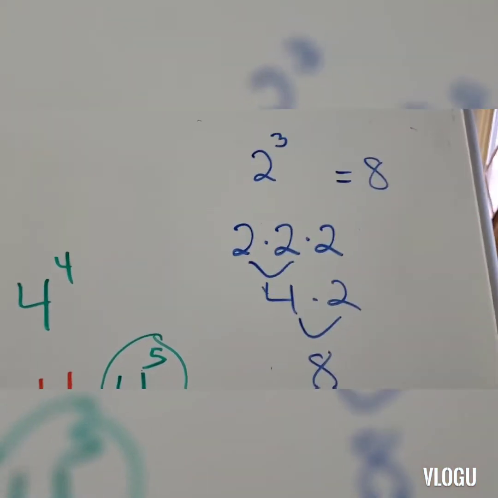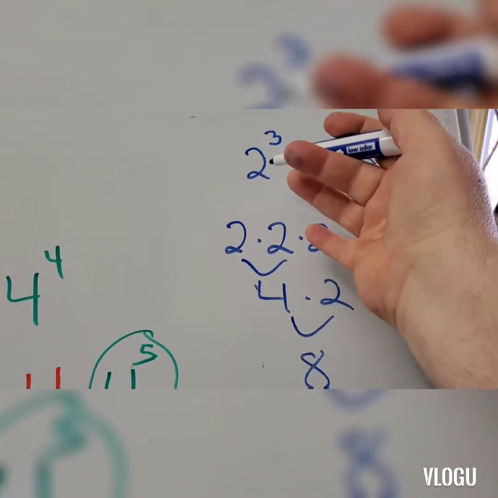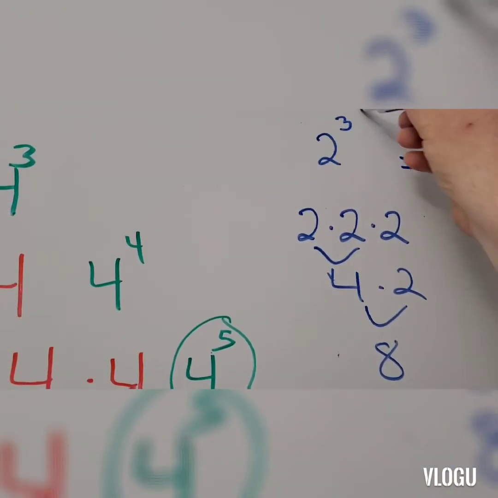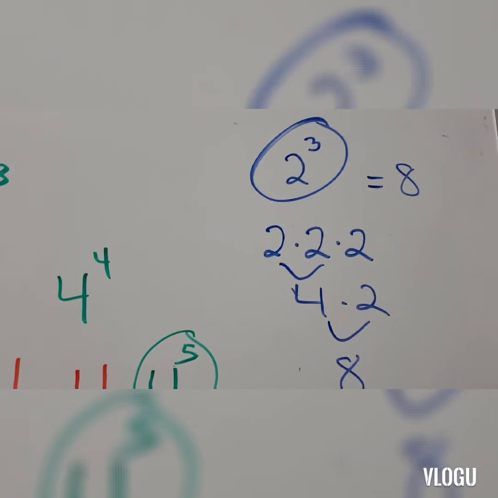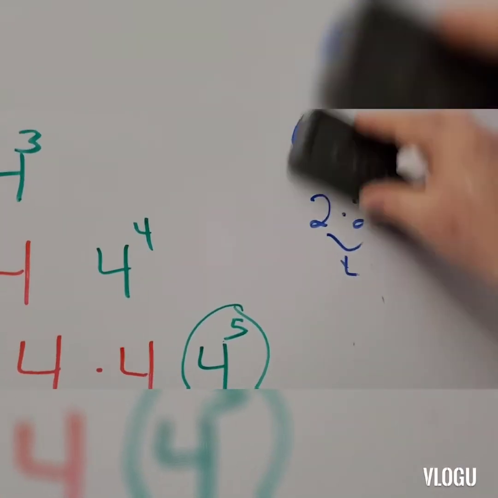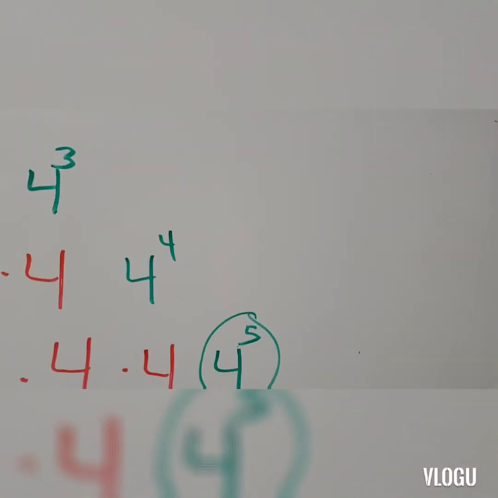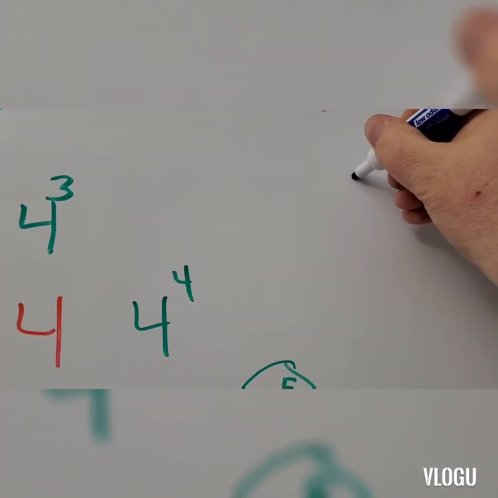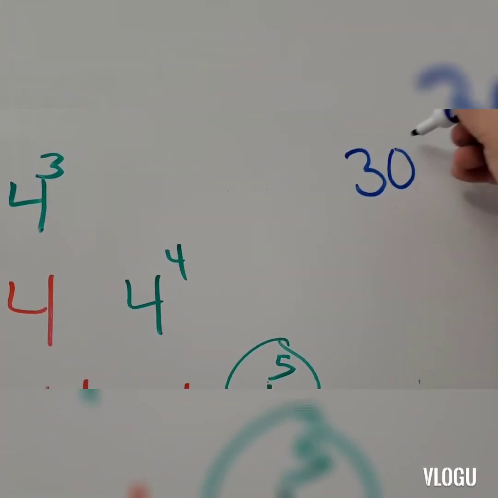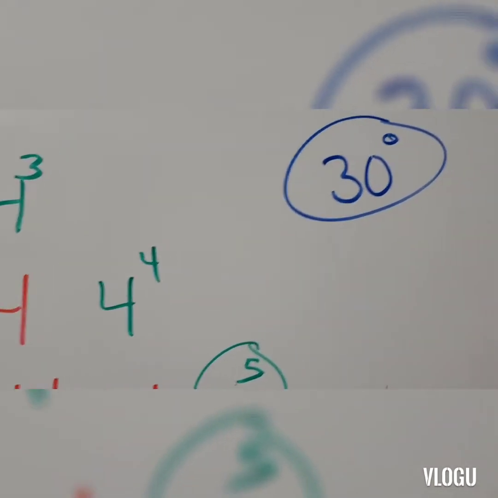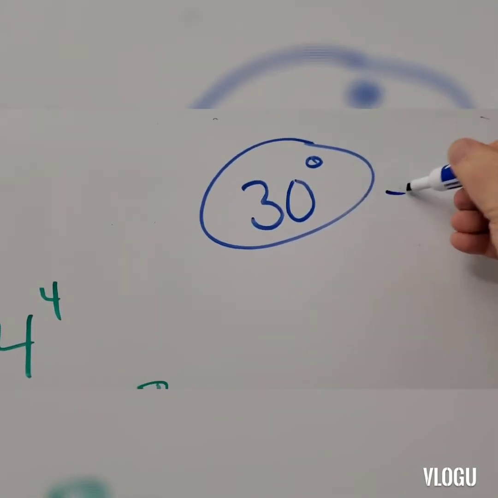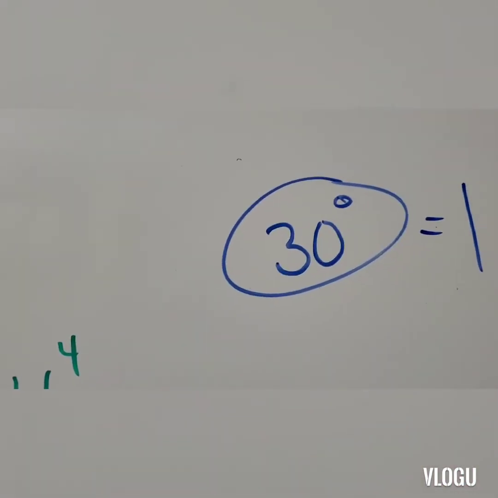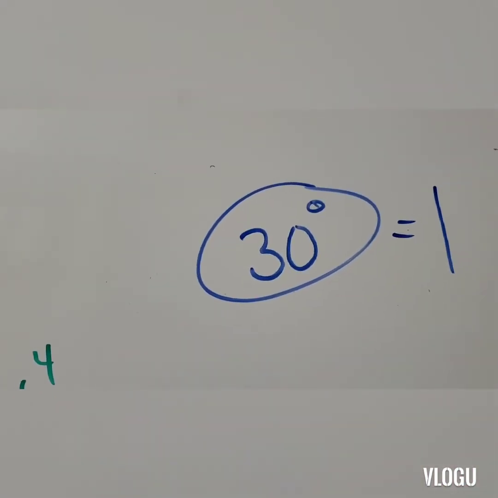So the 1 times the base and the exponent does exist. We just don't need to write it because we can solve it without it. The only time we need to know is when the exponent is 0. Anything to the power of 0 is always equal to 1.